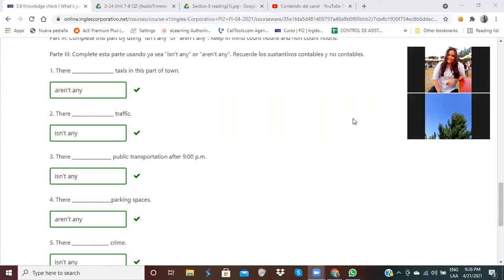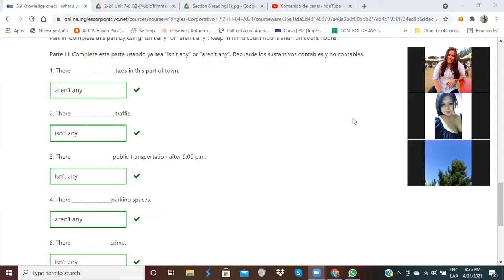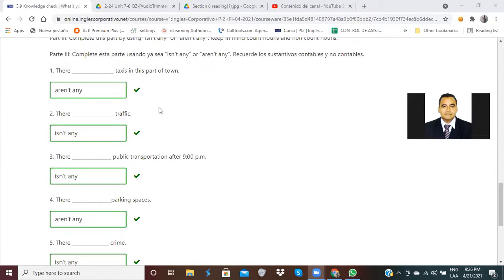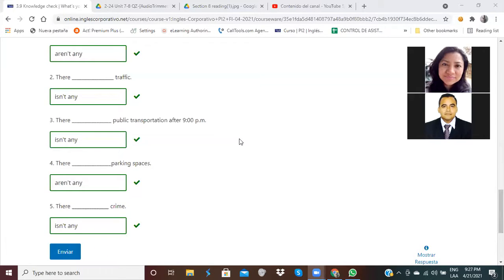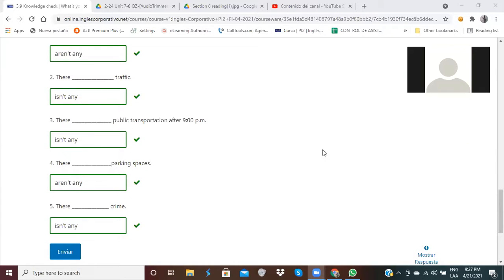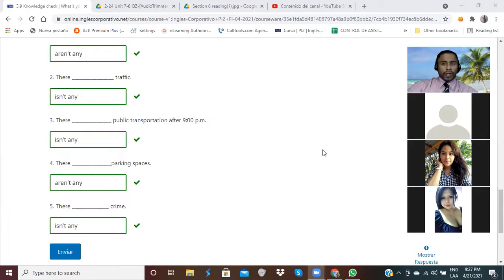Griselda, number two: there isn't any traffic. Excellent. Roxana Amaya, number three: there isn't any public transportation after 9 p.m. Perfect. Number four, Reina Acosta: there aren't any parking spaces. Kayla, number five. Okay, Maria Jose, number five: there isn't any crime. Awesome.